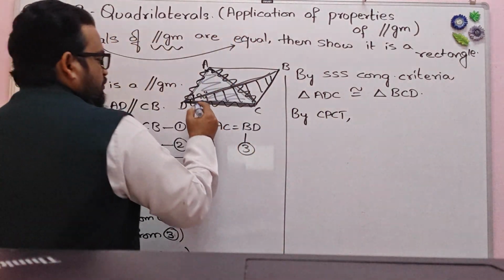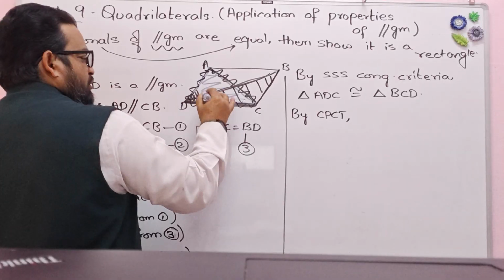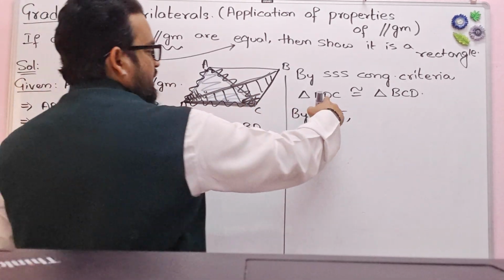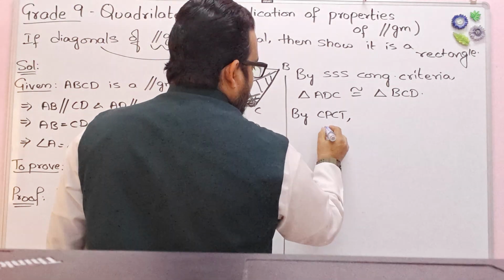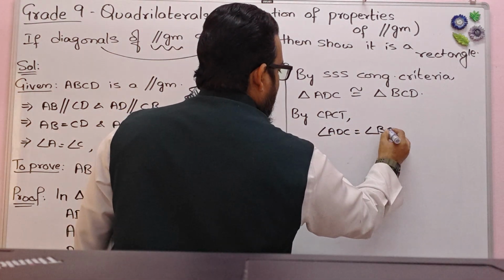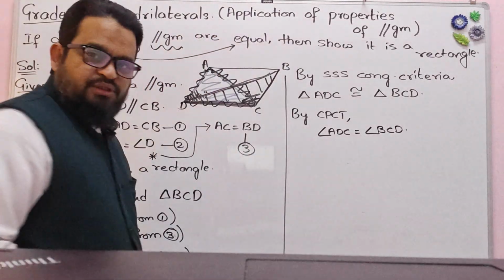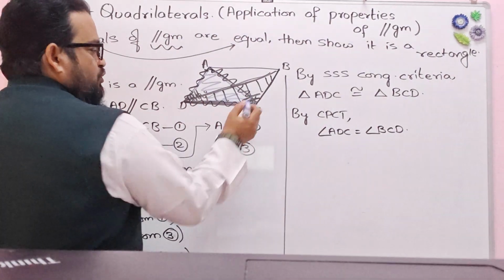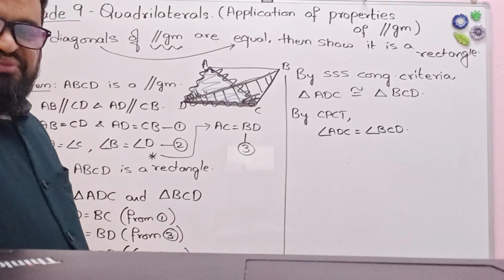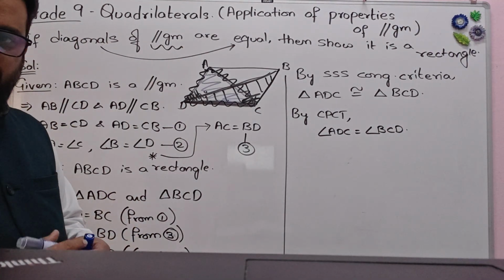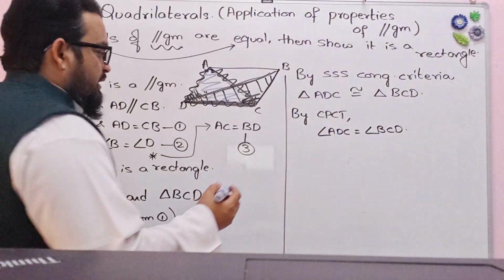In these two triangles, what do you say about angle D and angle C? Okay, angle D and angle C. That means angle ADC is equal to angle BCD, by CPCT. But we already know what are these two angles? Adjacent angles, right? So we have seen in properties that the sum of adjacent angles is equal to 180 degrees.